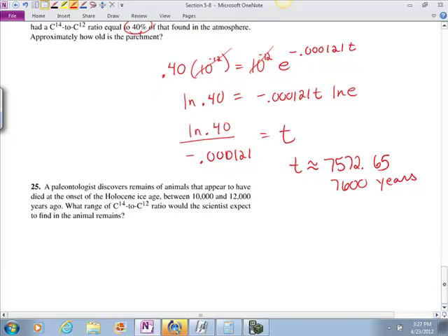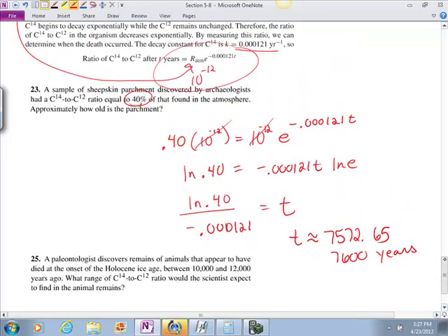Okay, now number 25, this is the last one. It says a paleontologist discovers remains of an animal that appear to have died at the onset of the Holocene Ice Age, between 10,000 and 12,000 years ago. What range of the C14 to C12 ratio would the scientists expect to find in the animal remains? Well, that's not so bad because we have this formula that they gave us.